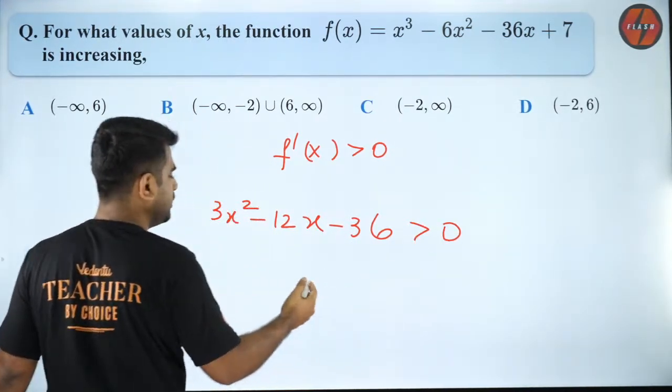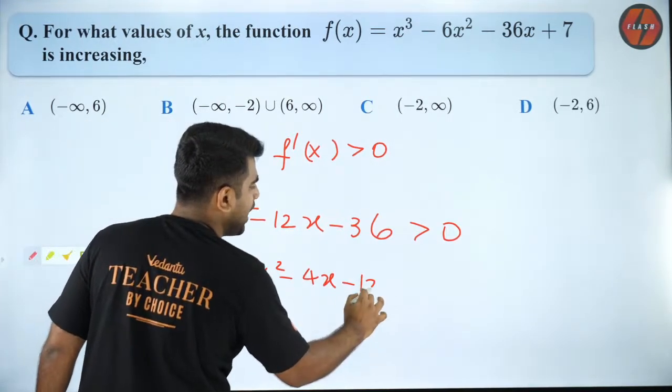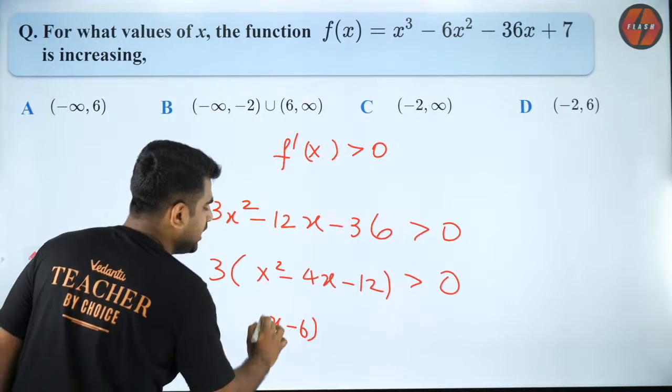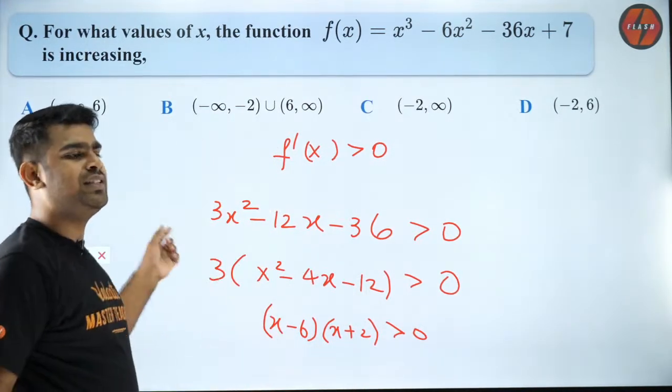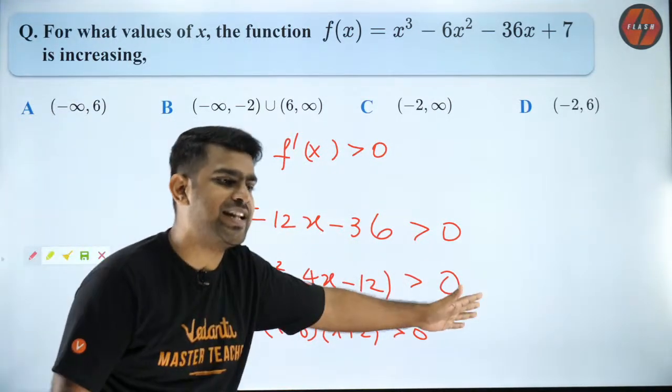This should be positive. So take 3 common. It will be x square minus 4x minus 12 is positive. So can I say this will be x minus 6 into x plus 2 is positive. Sir, where is the 3, sir? 3 I throw it away. Why? Because it's positive, it doesn't matter. You can take it to the right hand side.